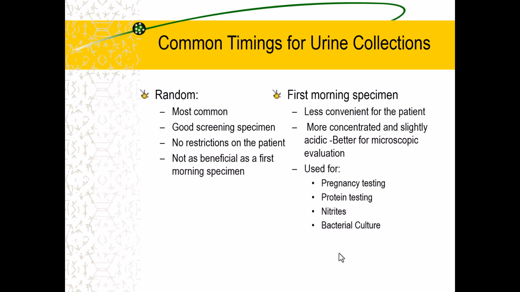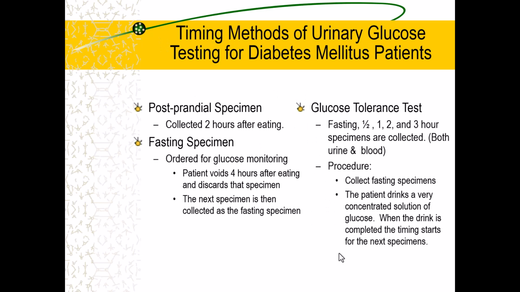This is great for pregnancy testing. That's why the kids say do it first thing in the morning, because that's when those levels will be the highest, up until about week 3, 4, when it doesn't matter what time of day. But those early days where you're trying to find out early, first thing in the morning is best. Protein testing, nitrites, and bacterial culture are all going to be best for that first thing in the morning.